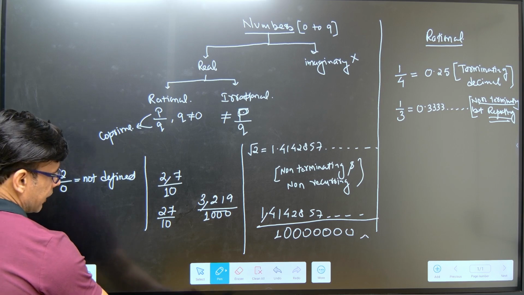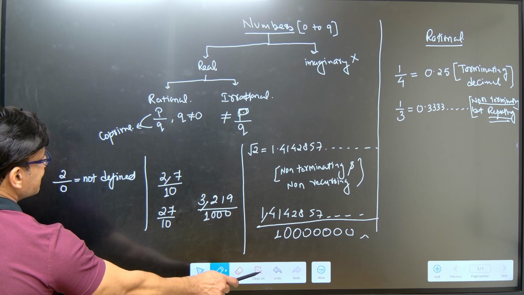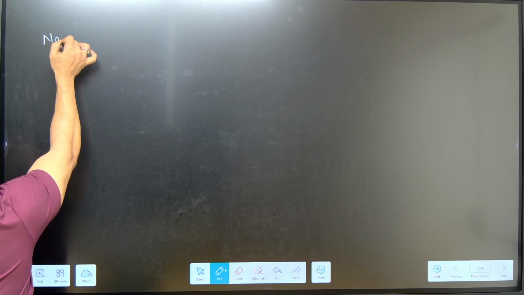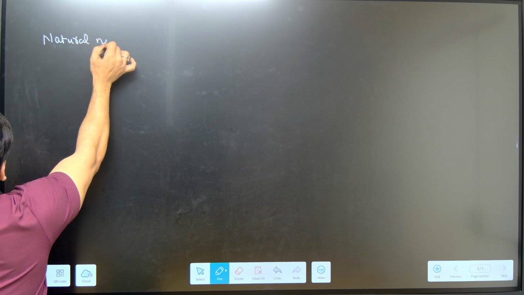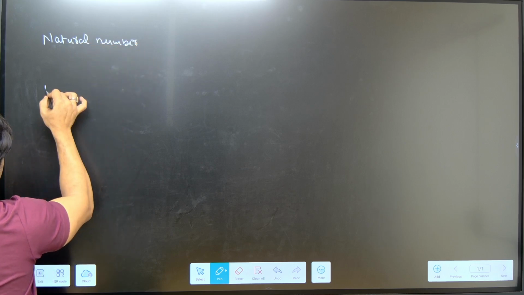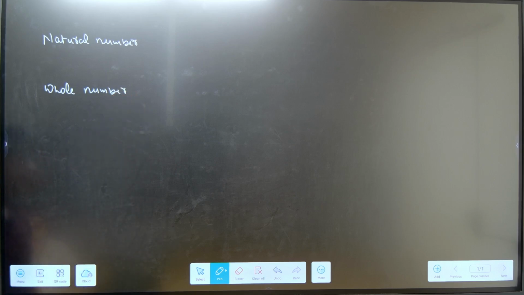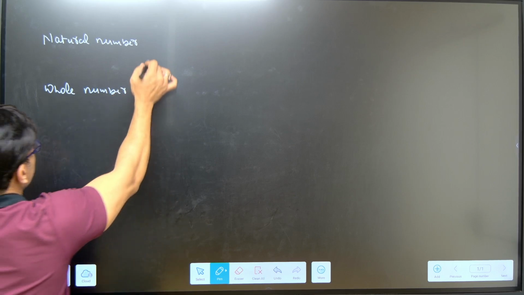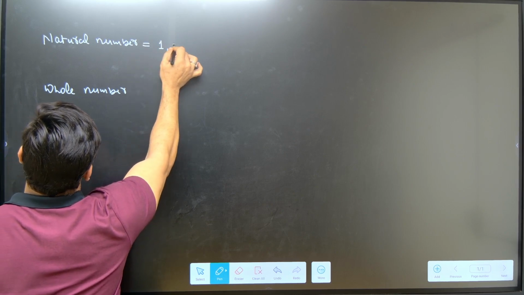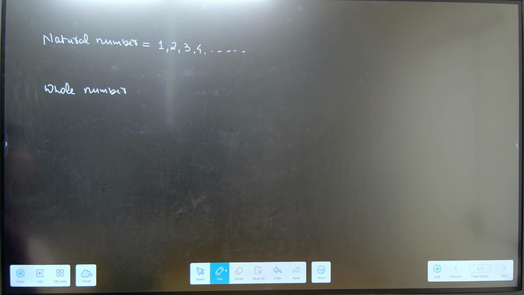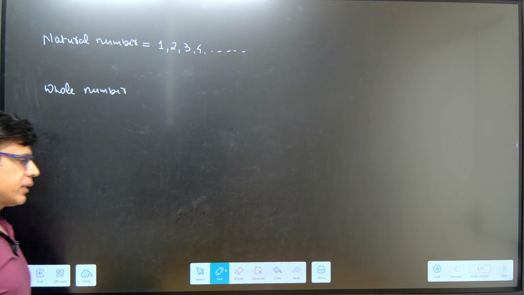Then we have natural numbers and whole numbers. So what are natural numbers? Natural numbers are those numbers which start with 1: 1, 2, 3, 4, and you count up to n. Here 1.1 is not a natural number, 3.7 is not a natural number. So any number which has a decimal part in it is not a natural number.